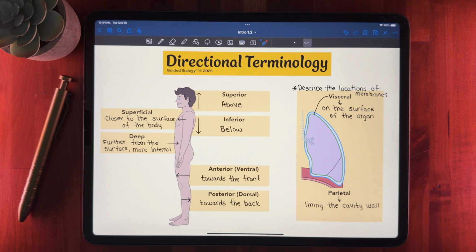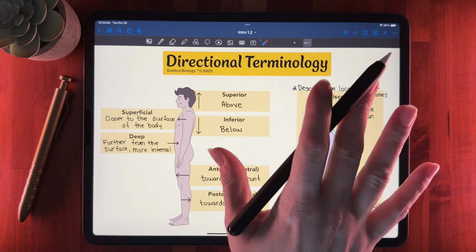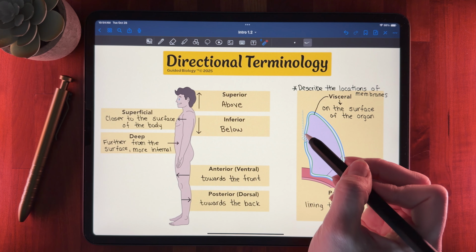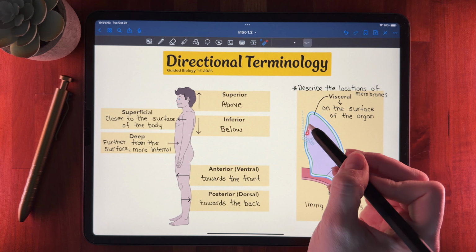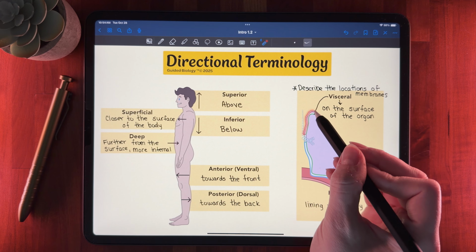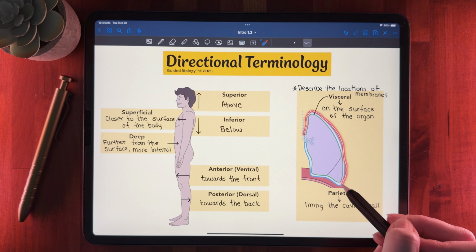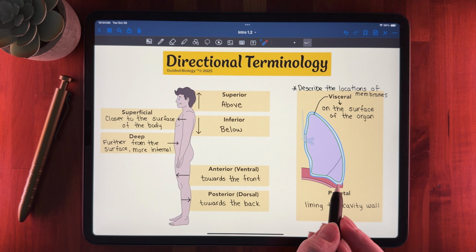All right, and so then to go back to our example here with our lung, right? So you have the lung, it is sitting in the thoracic cavity. You have your visceral pleura sitting on top of the lung here. And so our parietal pleura would be this blue line right here, and it would be attached to the wall of the thoracic cavity and also along the diaphragm here on the bottom.